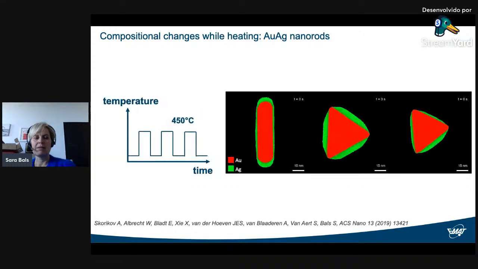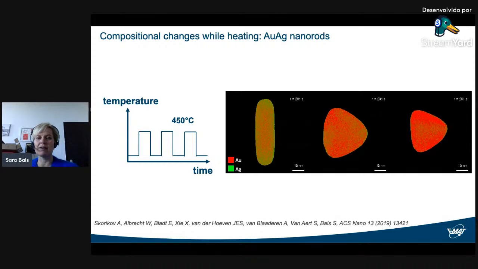Now, our experiment is again the same. We're gonna perform electron tomography at room temperature. We're gonna go to 450 degrees Celsius. We keep it there for 30 seconds. We quench, we perform tomography, we heat, we quench, we perform tomography. And every time we also perform this quantification that I explained. And so here you can see the alloying taking place in these nanoparticles.